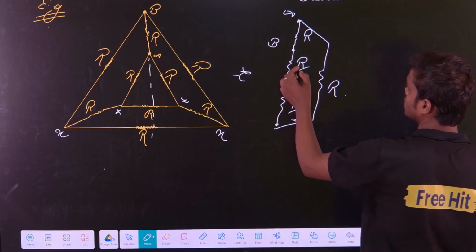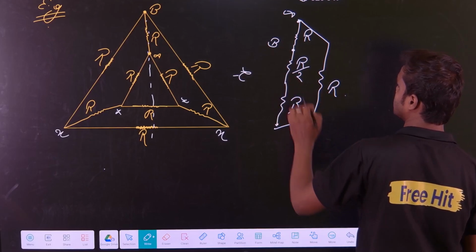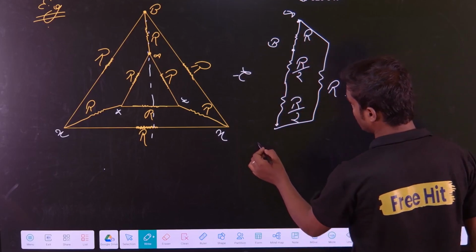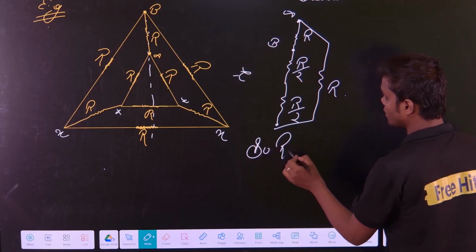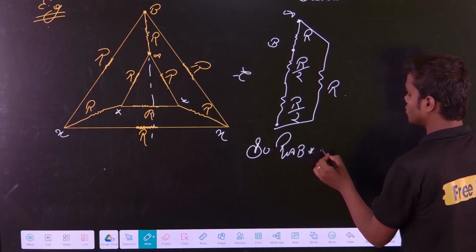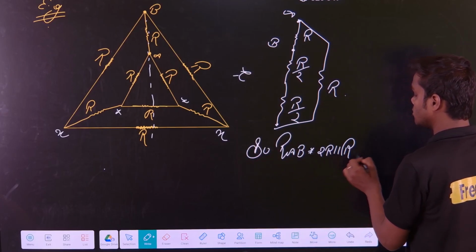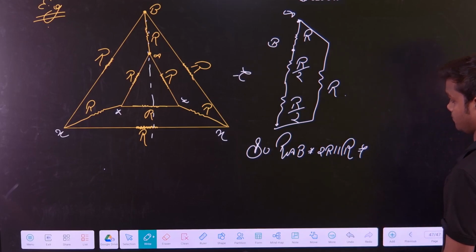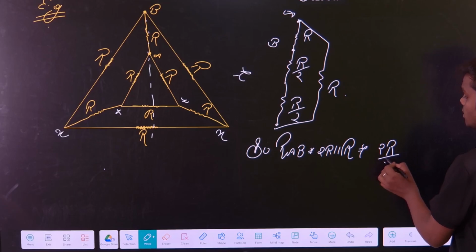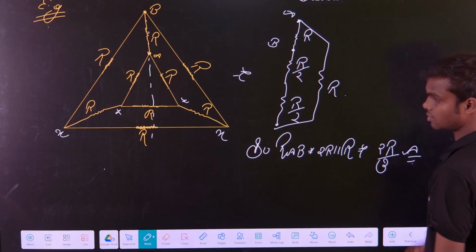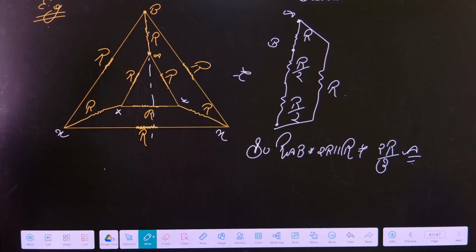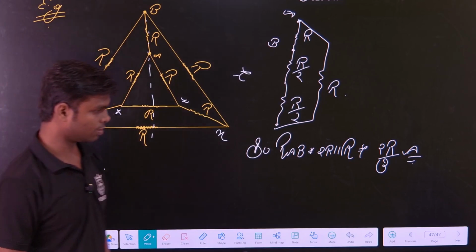What is the problem here? See, r by 2 plus r by 2 is how much? That is r, correct? R plus r is 2r, 2r parallel with r. So RAB is how much? 2r parallel with r is how much? 2r by 3. Answer. Clear? I hope no doubt is there. That is a simple approach of applying this. Clear? Okay, let's take one more example.